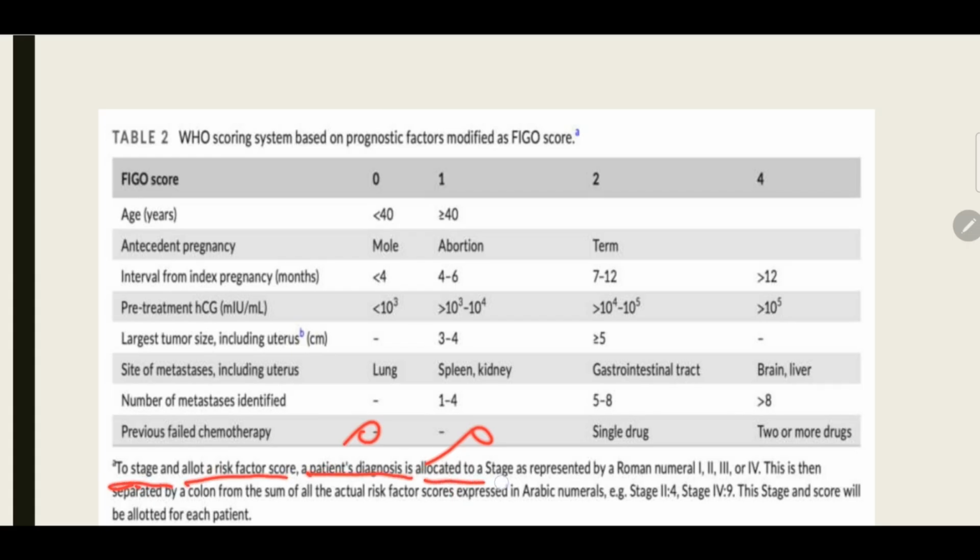A patient's diagnosis is allocated to a stage as represented by Roman numerals that we have already seen: 1, 2, 3, 4. Stage 1, stage 2, stage 3, stage 4. This is then separated by a colon from the sum of all the actual risk factor scores expressed in Arabic numerals. For example, if a patient came and you evaluated her, and the stage came as stage 2 and the score came as 4, you write it as stage 2-4. If the stage came as 4 and the score came as 9, you write it as stage 4 and score 9. This stage and score will be allotted for each patient.